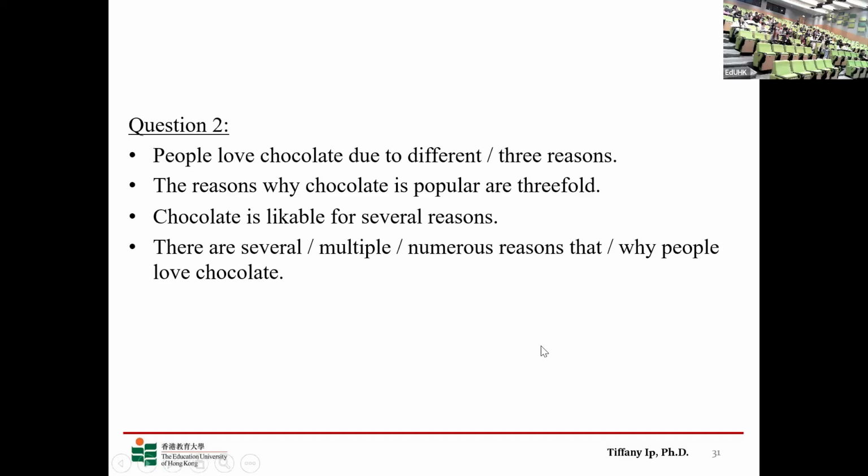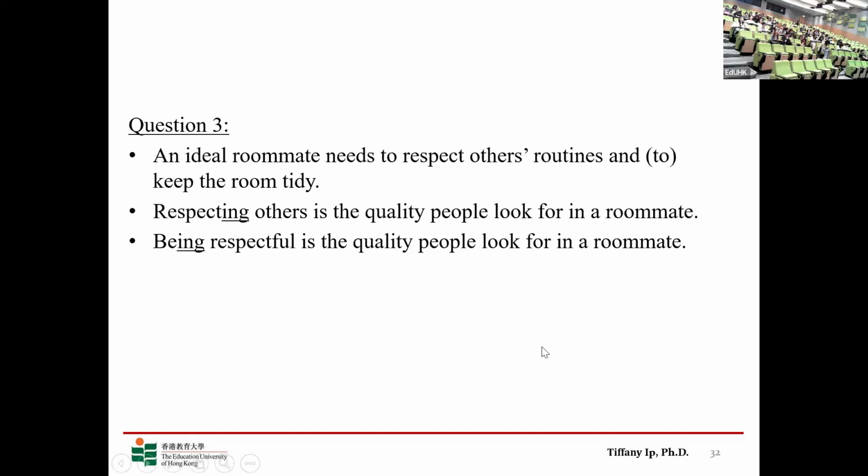As for the last one, it's about the quality of a roommate. So you need to highlight that, right? What an ideal roommate is like. Or the quality that people look for in a roommate. So that is the core idea. So an ideal roommate needs to respect others' routine and keep the room tidy. The word to can be omitted because it's repeated here. Or if you put the quality at the beginning, as a noun in the subject position, and use the ing form: respecting others is the quality people look for in a roommate, or being respectful is the quality people look for.